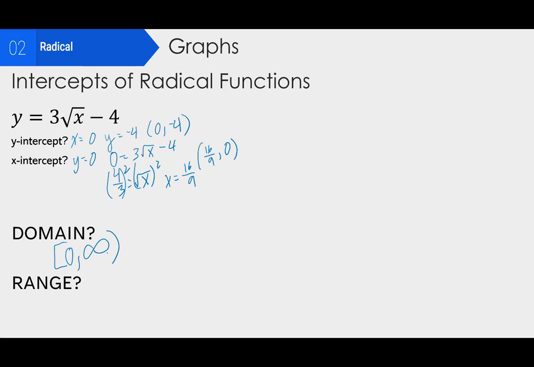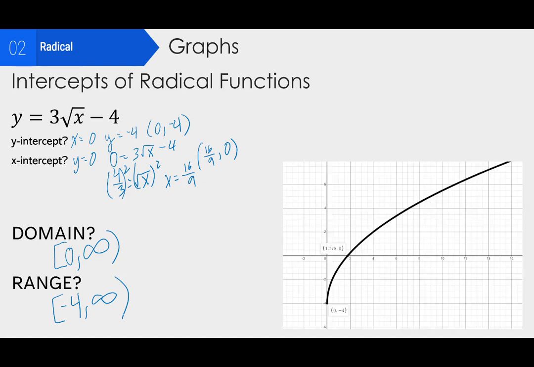Because 0 is the smallest x we can plug in, it also implies the smallest y we can plug in. When you plug in 0, the smallest y you get is negative 4. And remember with these that the bracket tells you you include that number. We can plug in 0, we can plug in negative 4 for y, but we can't plug in infinity. So our graph, just to go over those: 0 and negative 4 is my y-intercept. My x-intercept is 1.7 repeating, which is 16/9, and it starts at 0 for the x values and negative 4 for the y values, and just goes up from there.